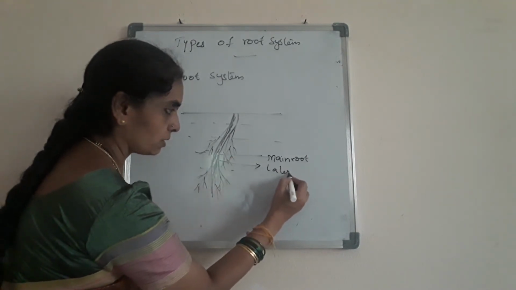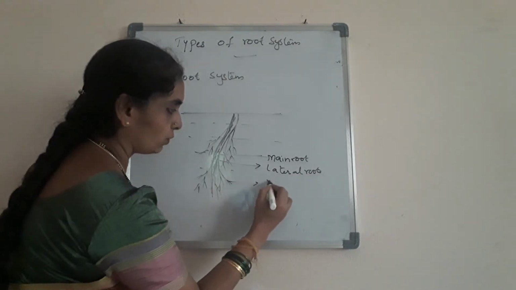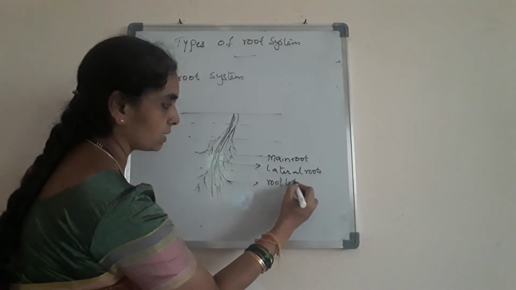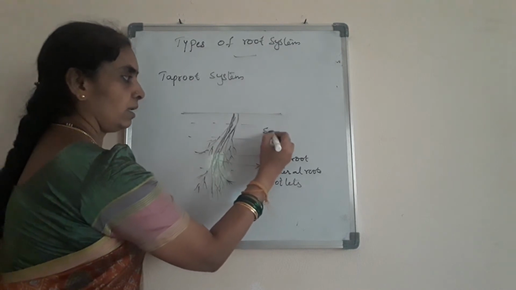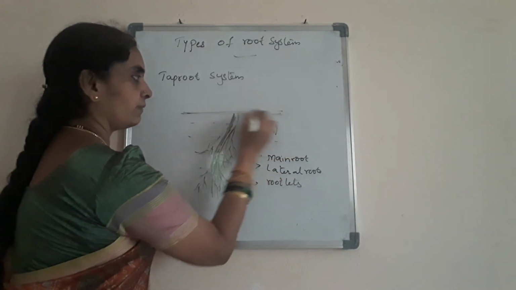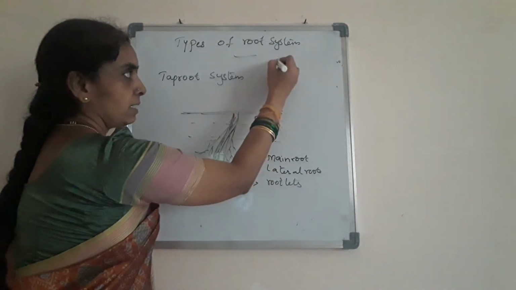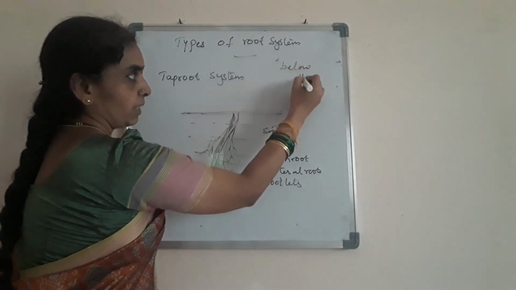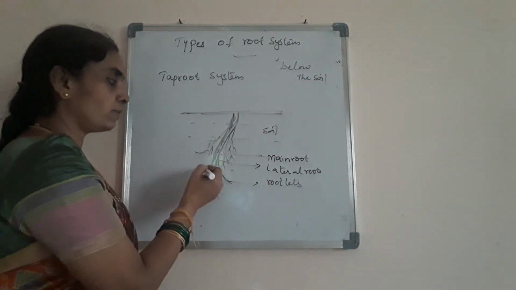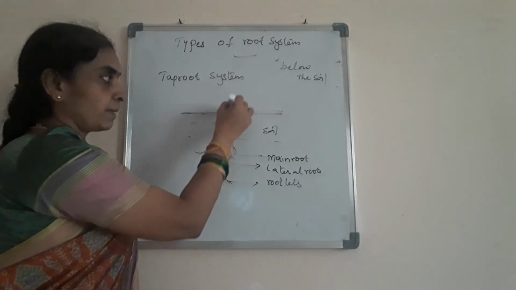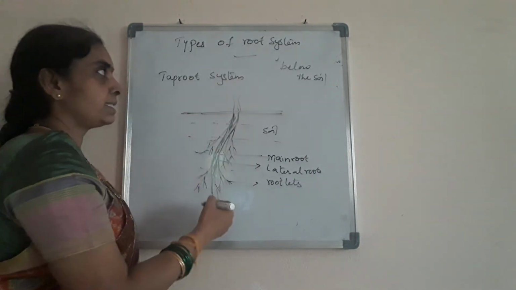Main root, lateral roots, and these are the rootlets, small hair-like structures that arise over the lateral roots. They are called rootlets. So this is the soil, the ground level. This is the root that is below the soil. Roots are always below the soil. They fix the plant firmly into the soil. They absorb the water and mineral salts from the soil and supply it to the stem. Is it clear, children? So this is about the taproot system.